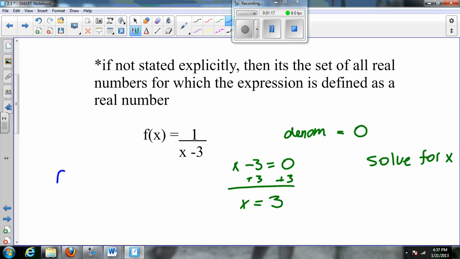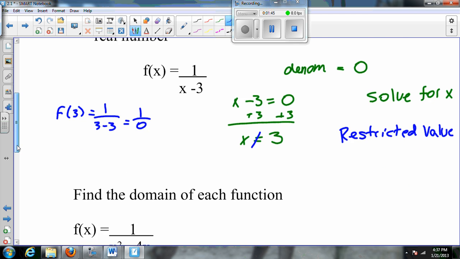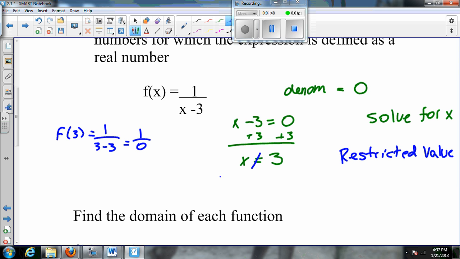Now what happens when x does equal 3? Let's plug it in. f of 3 equals 1 over 3 minus 3. That goes to 1 over 0. We're dividing by 0. We can't have that. So x cannot equal 3. These are restricted values. It makes the function undefined. So if we use set builder notation, we could write this, its domain is x, where x is not 3.